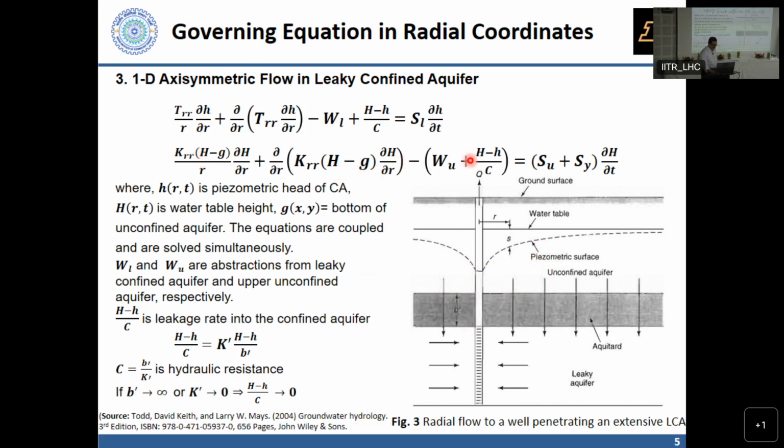And then in this case, the leakage is going to be leaking the unconfined aquifer into the main aquifer. So you have a negative term multiplying the leakage term. So those will be the governing equations. If we assume that while leakage is occurring, the unconfined aquifer, or the aquifer on the other side of the aquitard, is not being affected, the water table height is not substantially changing in this case.